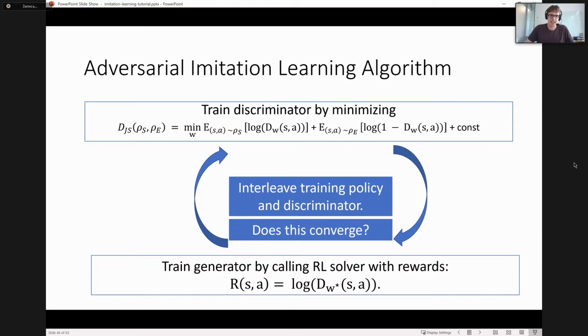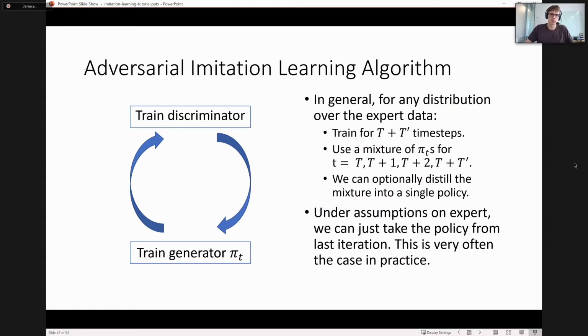In general, we cannot always guarantee that adversarial imitation learning converges to a single good policy, right? What we can say, however, is that when we have this process that alternates the training of a discriminator and the training of a generator, it will in general end up in some cycle. Let's say I converge to my cycle. I'm on that cycle by time step capital T, and I'm doing capital T prime more time steps after that point. At each time step I get a policy, and the policy that I return is a mixture of policies along these time steps. Either I can just return that mixture, or I can optionally distill that mixture into a single policy. So adversarial imitation learning in general requires me either to return a mixture or to go through this distillation step.